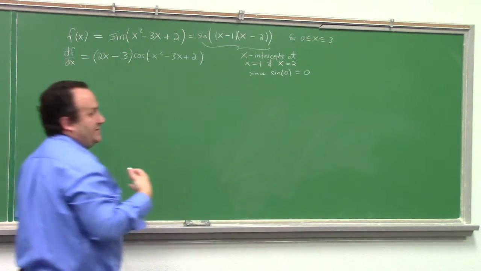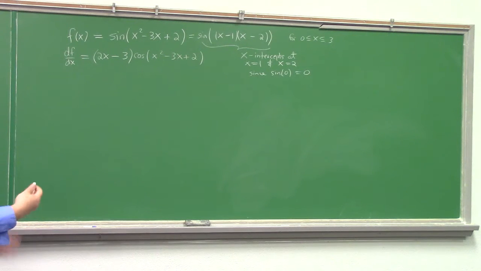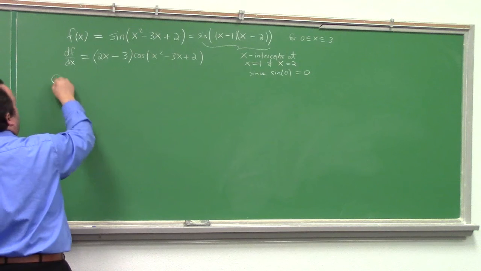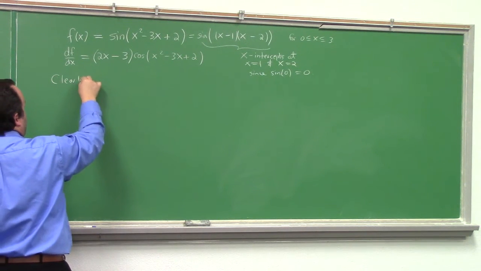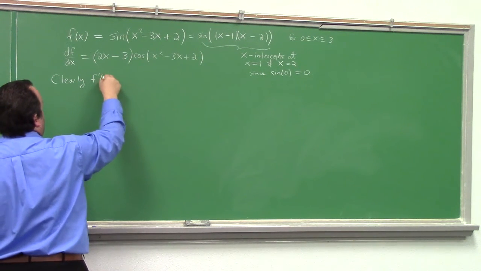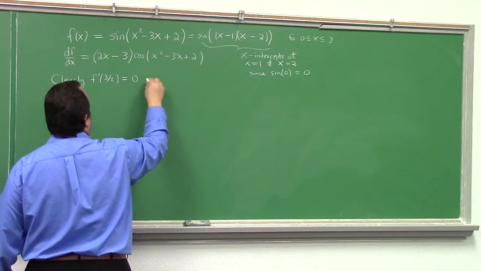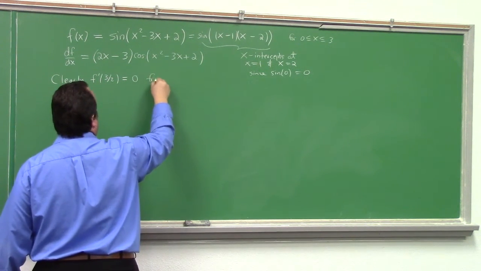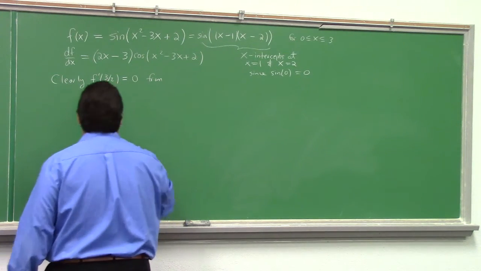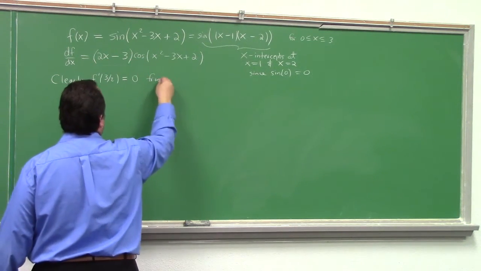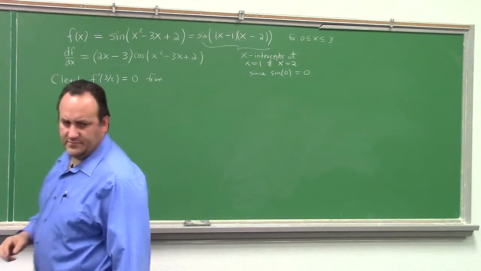All right, so let's return to the question of the derivative. Where is that derivative 0? Well, I think one thing everybody can tell me this: 3 halves, right? If I plug in 3 halves, certainly that's a 0. We can all get that one. Clearly, f prime of 3 halves is equal to 0.